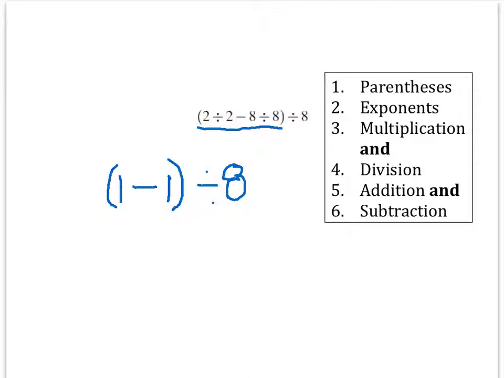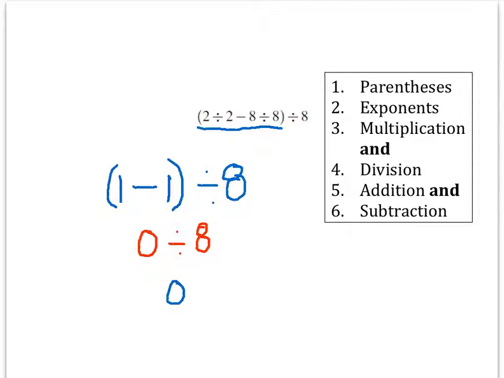By rewriting the problem, you can clearly see what you need to do next. So in parentheses, I have 1 minus 1, so I have 0, and I still have divide by 8. 0 divided by 8 is going to be 0. Your final answer is 0.